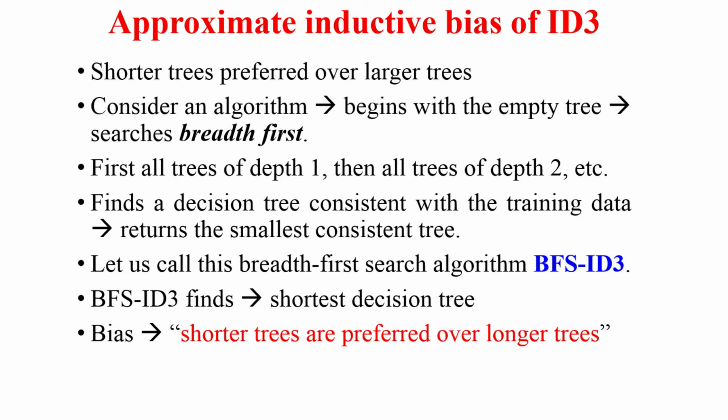Consider an algorithm that begins with an empty tree and searches breadth first through progressively more complex trees. First considering all trees of depth 1, then all trees of depth 2, and so on. Once it finds a decision tree consistent with the training data, it returns the smallest consistent tree at that search depth, for example, the trees with the fewest nodes. Let us call this breadth first search algorithm BFS ID3.